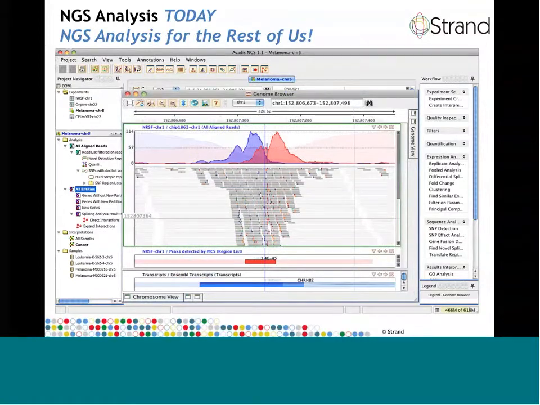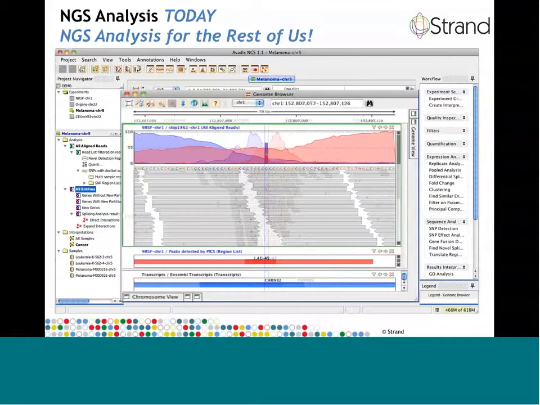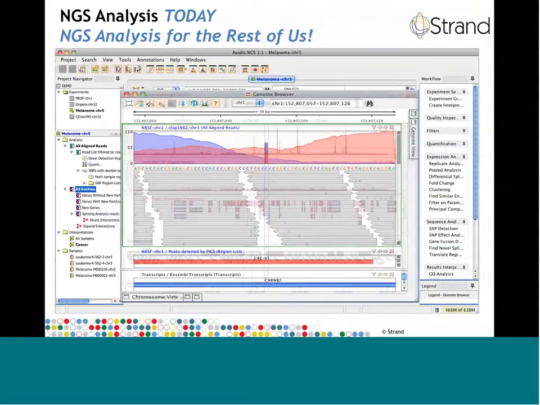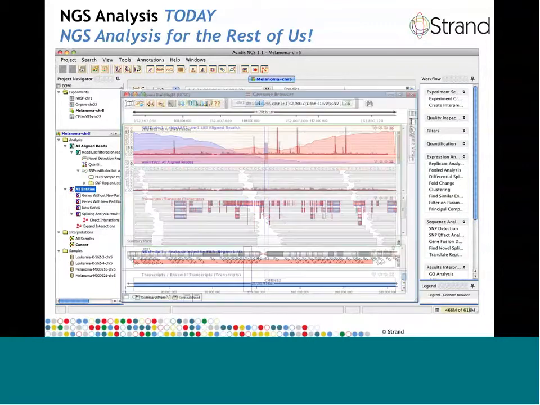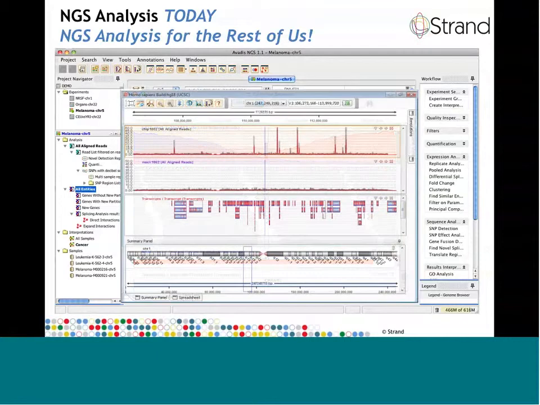In the next few minutes, I would like to show you more about the product that we have released really only a few months ago, by showing you some examples of how the product works and how it can help you answer real biological questions based on NGS data and without having to become an expert bioinformatician.